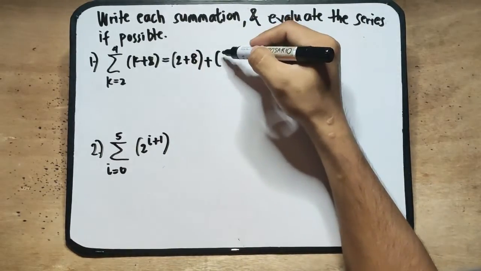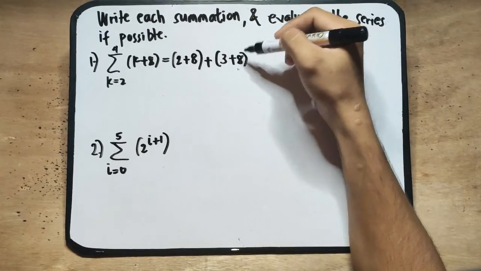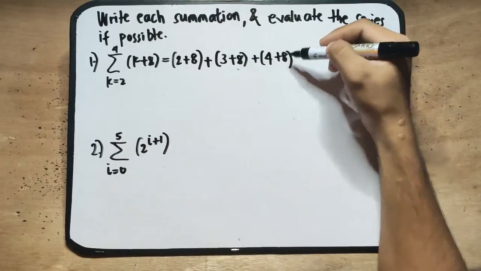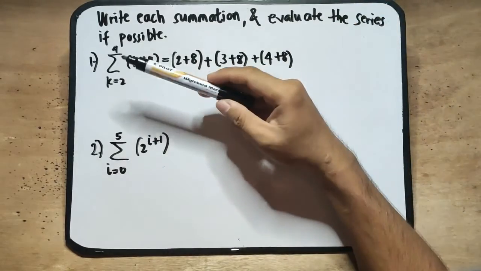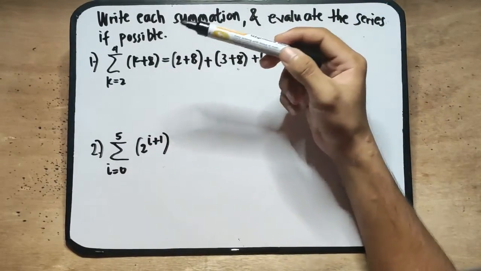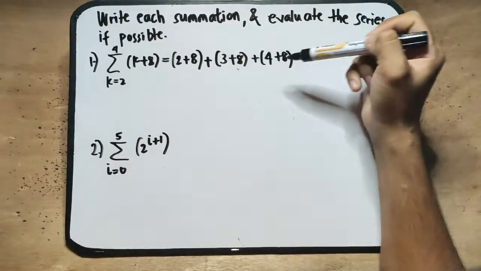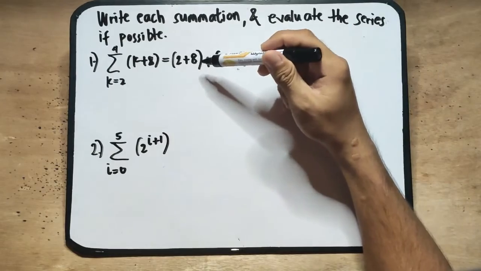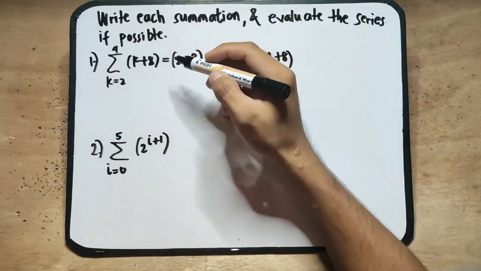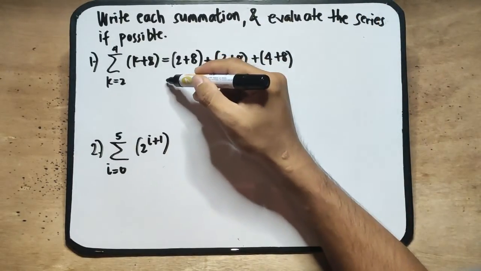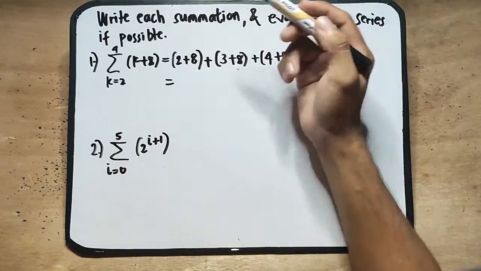For k is 3, we have 3 plus 8. For k is 4, we have 4 plus 8. Since the numbers from 2 to 4, there are only 2, 3, and 4. Tatlong numbers lang, kaya tatlo lang yung na-expand natin na terms. Tatlo lang yung elements ng expanded na form.